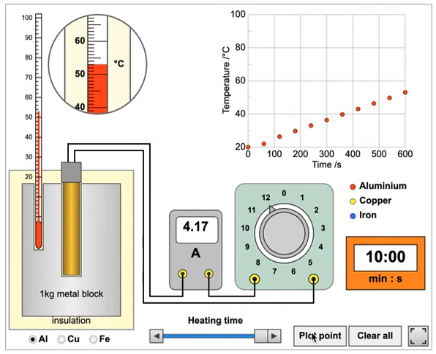Now, one of the reasons we might not get exactly the same specific heat capacity as it should be is because not all of the energy may have gone into the metal block. If our metal block isn't completely insulated, then some of the energy wouldn't go into heating the metal block, it would go into heating the surroundings, and so the specific heat capacity we calculated wouldn't be very accurate.